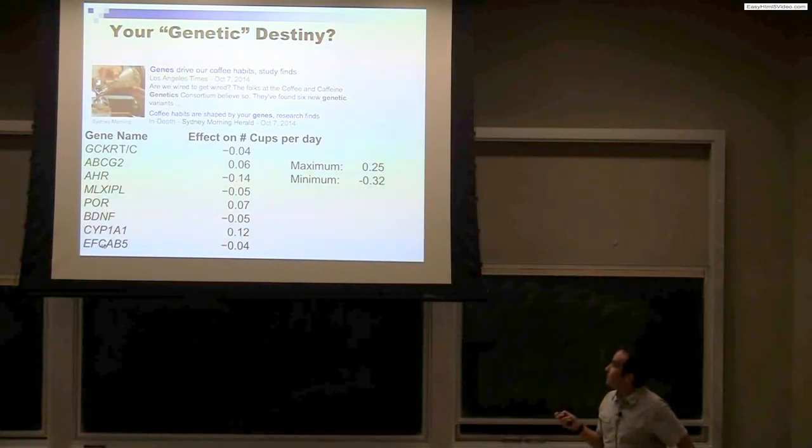And you can see the biggest effect is this one. If you have this one, you have a negative 0.14 cups per day. And then this is the biggest positive. This increases by 0.07. So if you take all the ones that are negative, the lowest effect would be a 0.32 reduction in the amount of coffee you drink based on your genetics. If you take the maximum, it's 0.25. So you drink a quarter of a cup more.